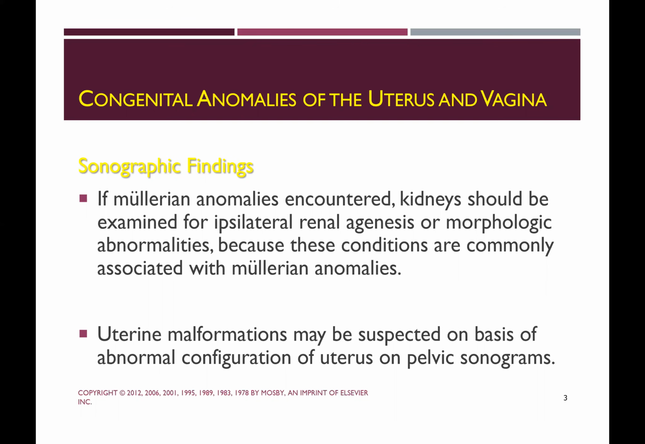So let's say you are scanning a patient and you find that they have uterine agenesis. Their uterus has just failed to develop. Well, it would not be uncommon that one of the kidneys would potentially also not be there or not developed. So it's important when you do find one of these mullerian anomalies to take a look at the kidneys to see if something is up with them.